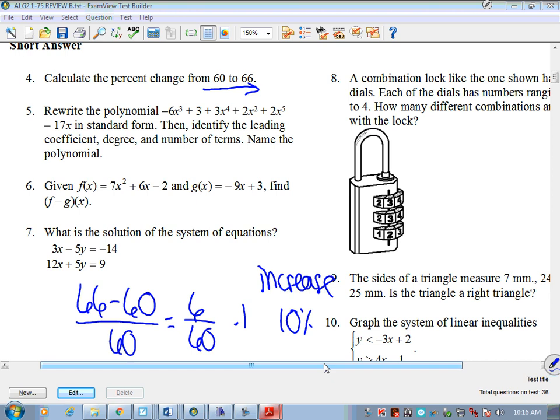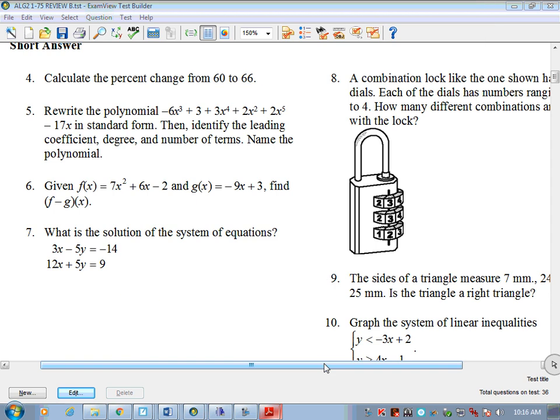Okay. All right, that's number 4. Number 5, rewrite the polynomial. It's long here in standard form. Then identify the leading coefficient, the degree, number of terms, and we'll name the polynomial.